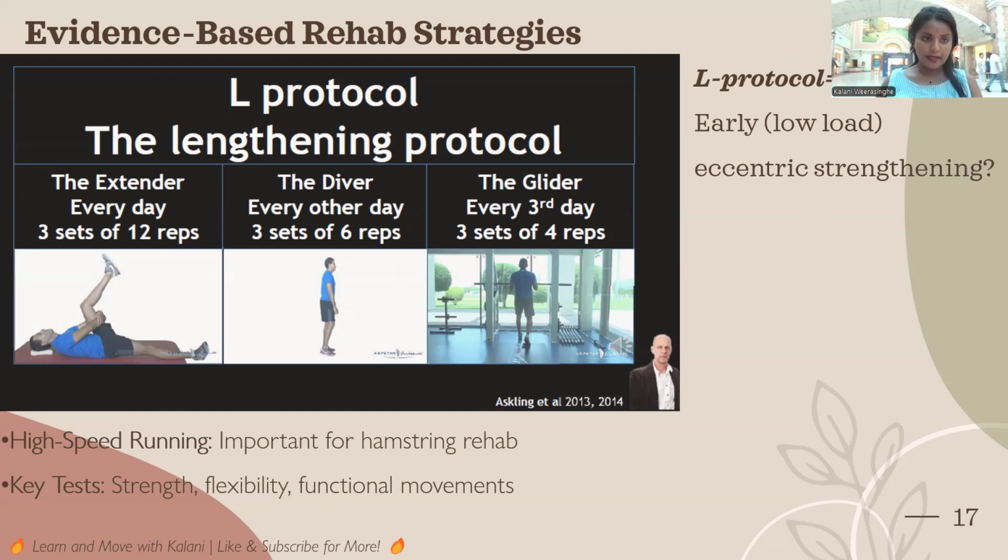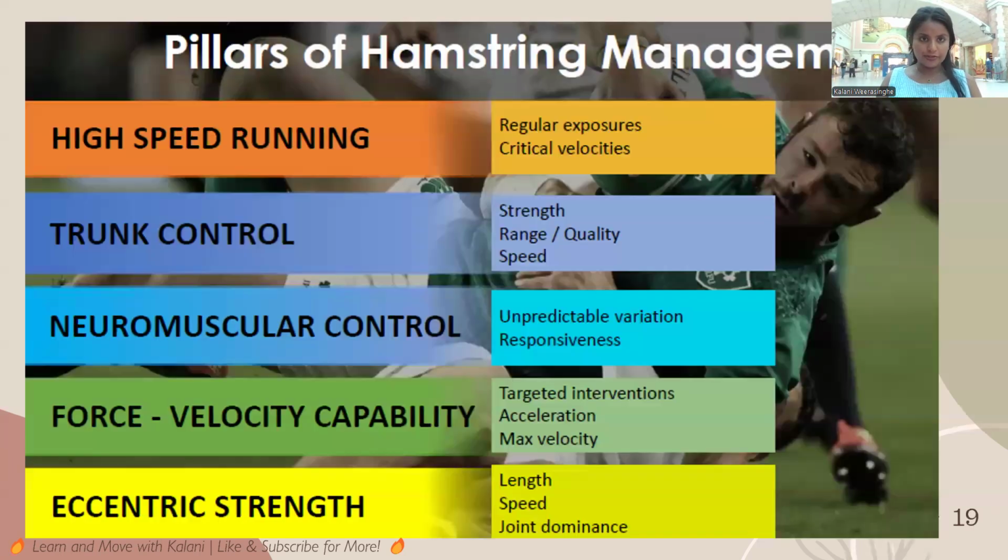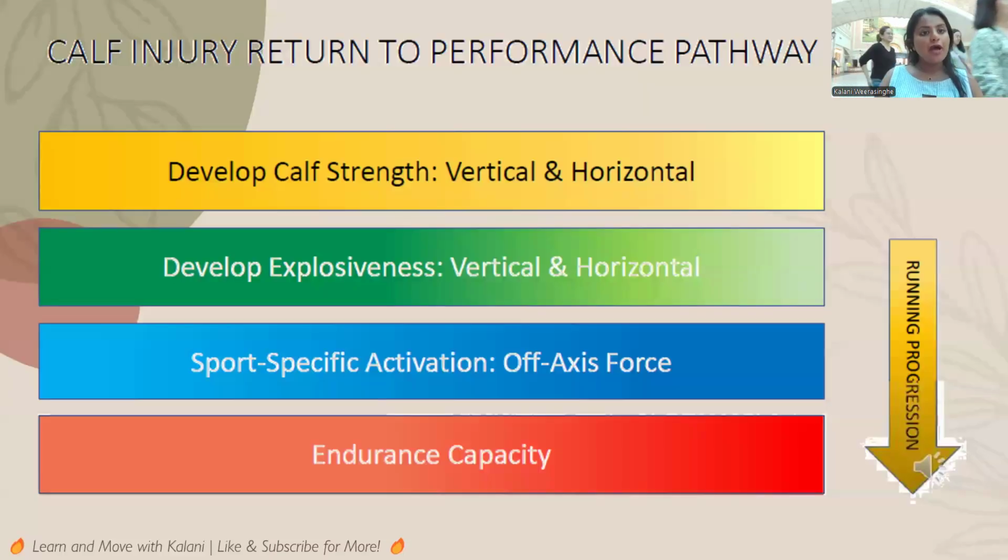The extender has to be done every day, 3 sets of 12 reps, while the diver should be done every other day, 3 sets of 6 repetitions. Finally, the glider every 3rd day, 3 sets of 4 repetitions. The pillars of hamstring management include high-speed running, trunk control, neuromuscular control, and force-velocity capability. Whereas calf injury return to performance pathways include developing calf strength, developing explosiveness, sport-specific activation, and endurance capacity.